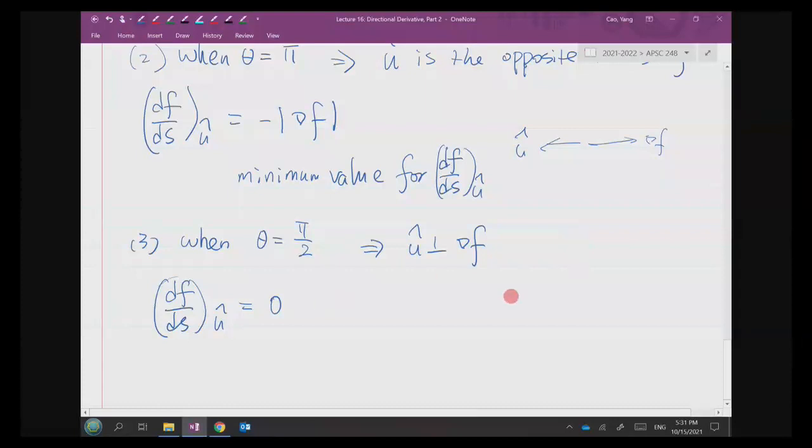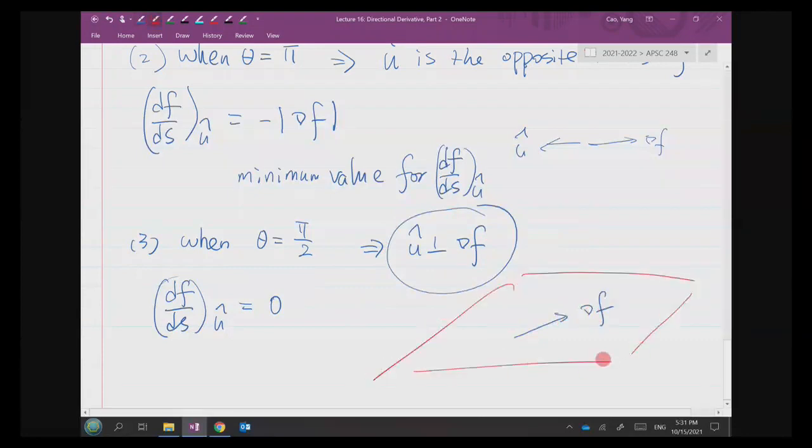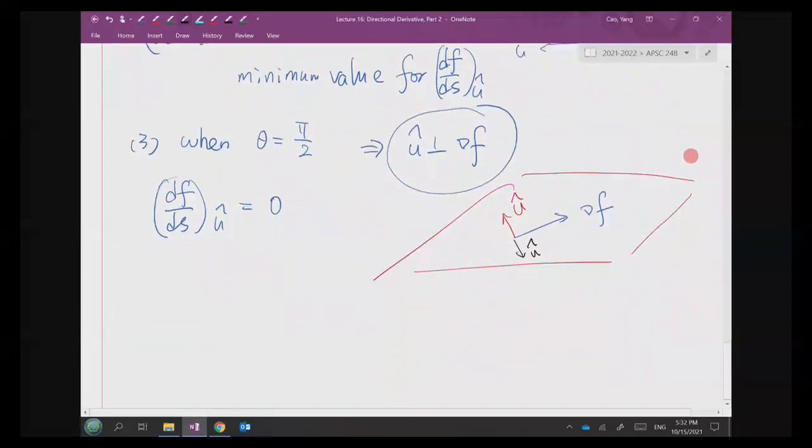Okay, so of course, when u hat is perpendicular to del f, let's say this is a plane here. I want you to be careful. You should be aware that there are always two directions perpendicular to this del f. If you go around the mountain, you can go either this way or that way. So that's u hat. There are always two directions perpendicular to del f.